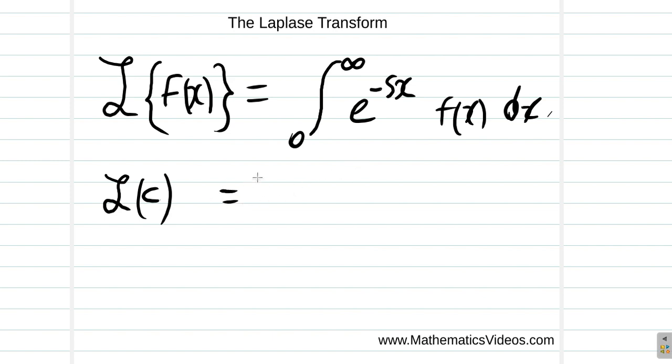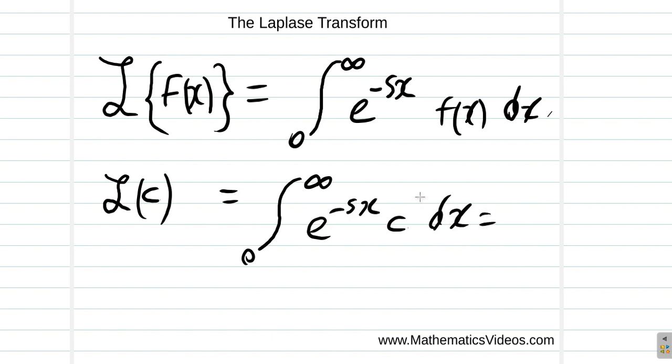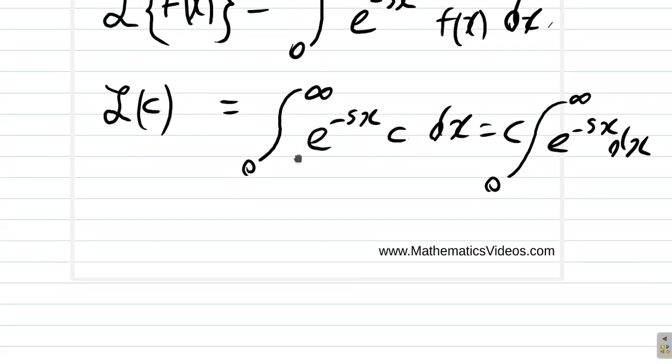Now, according to this equation, it should be the integral from 0 to infinity of e to the minus sx times c dx. But you know, when you integrate a constant times a function, it's the same thing as saying the constant times the integral from 0 to infinity of e to the minus sx dx, right? You can put the constant outside of the integral sign.